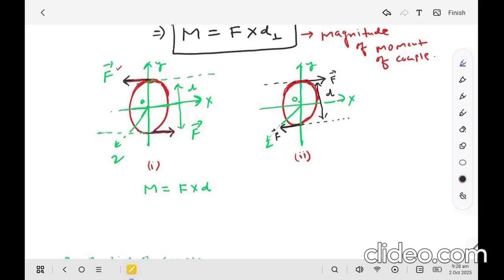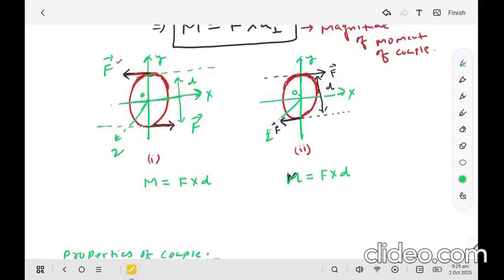So the magnitude of the moment of couple is F into d in this case also. So in both cases, even though the directions of the forces are opposite, the couple is acting in a different direction, but the magnitude of the moment of couple is the same.